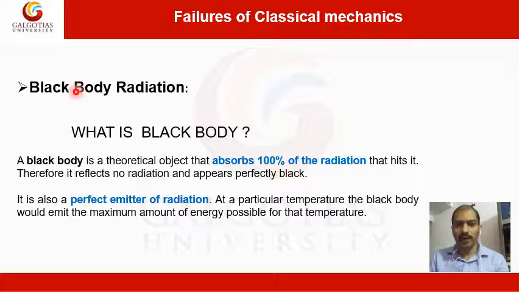You all might know what blackbody radiation is. A blackbody is a theoretical object that absorbs all the radiation that hits it. Therefore it reflects no radiation and appears perfectly black, though in general this doesn't happen. It is also a perfect emitter of radiation at a particular temperature. The black body would emit the maximum amount of energy possible for that temperature.